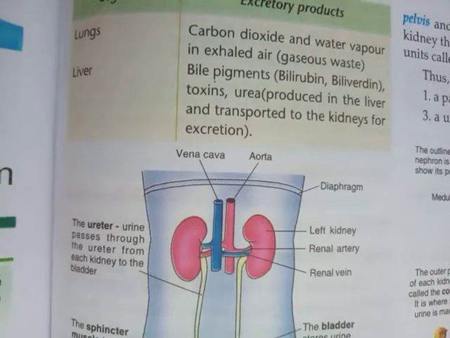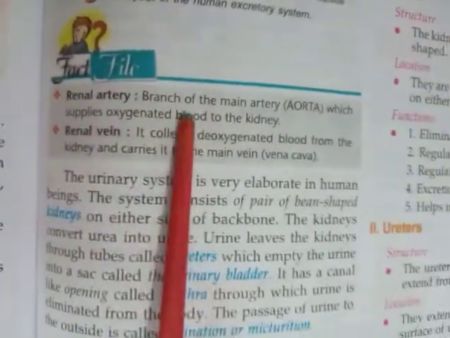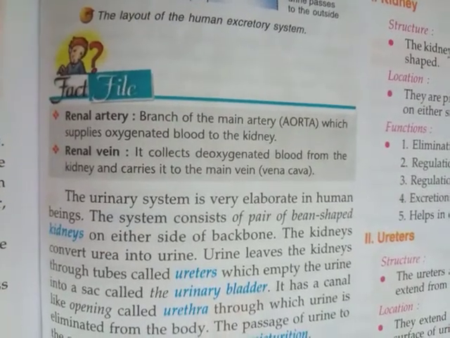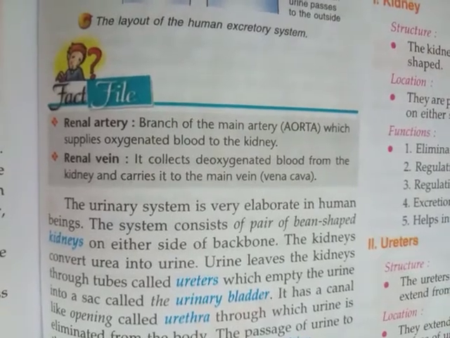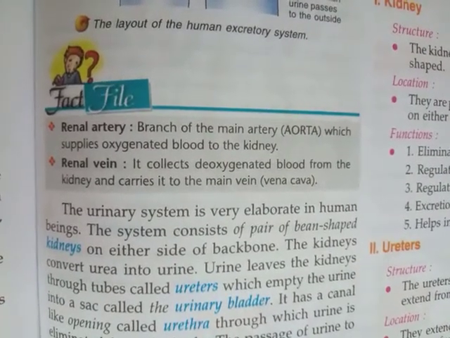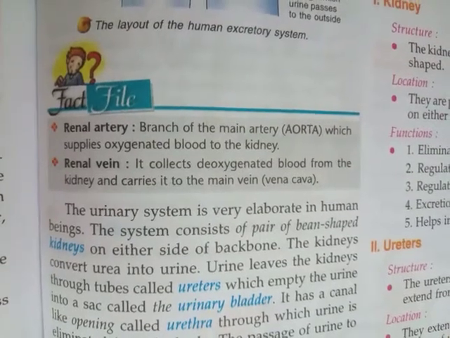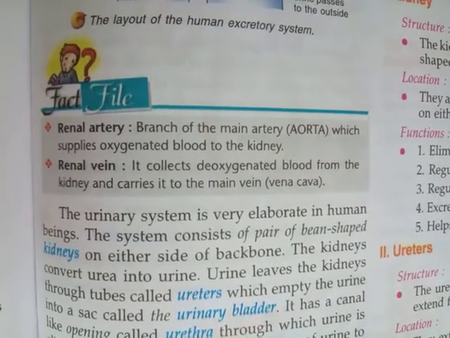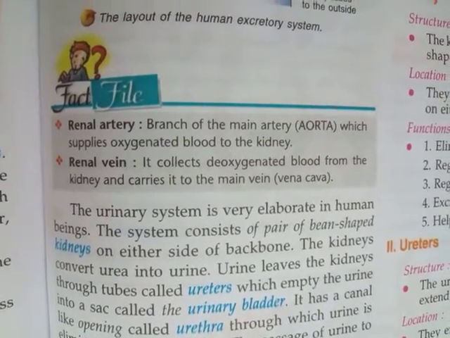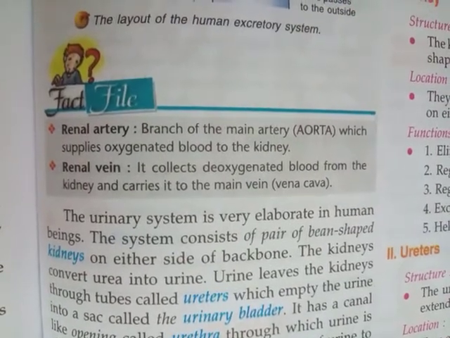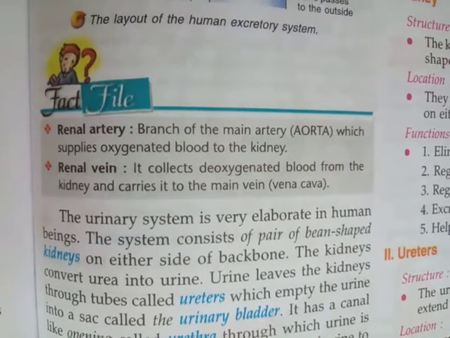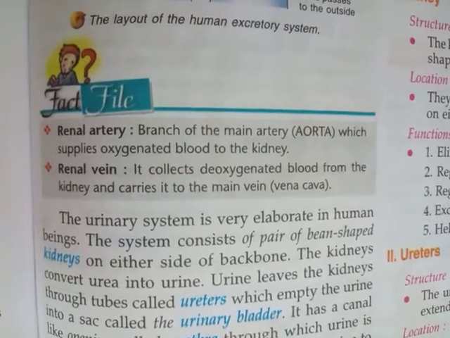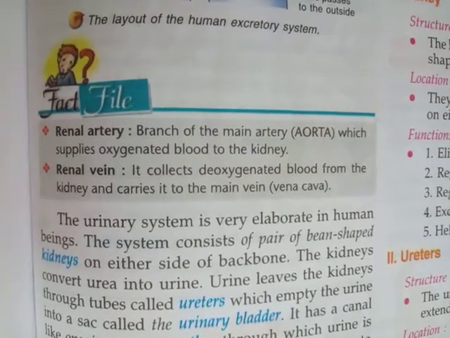Okay children, now there are two very important terms, renal artery and renal vein. Children, you know what is an artery and what is a vein. An artery is the blood vessel which carries oxygenated blood from our heart to the body, and a vein is the blood vessel which carries deoxygenated blood from the body to the heart for purification. So now what is renal artery and what is renal vein? Renal is the term which is related to the kidney. So the artery or vein which are related to the kidneys are called renal artery and renal vein.